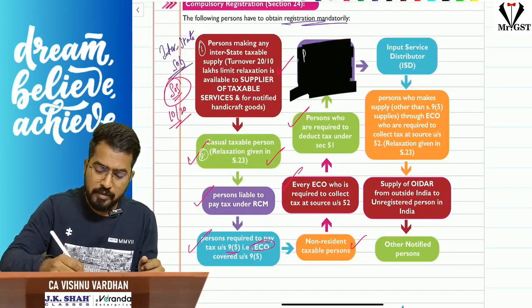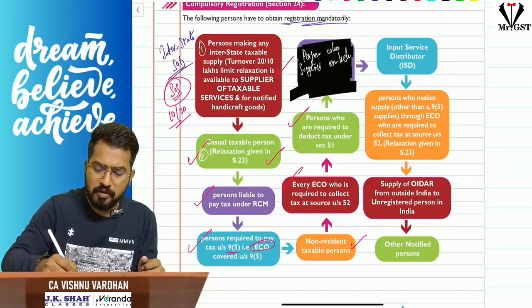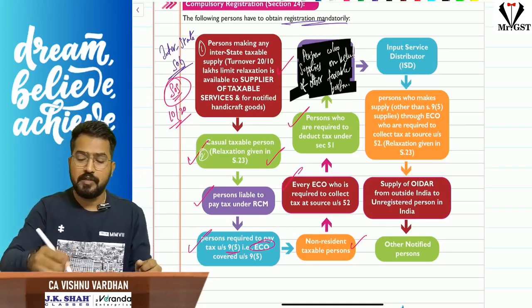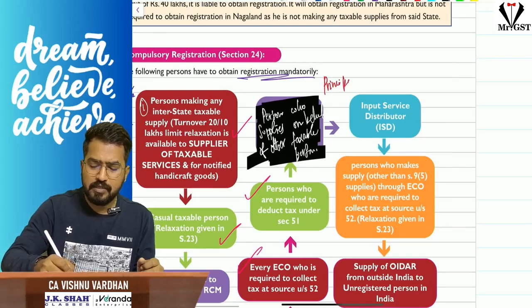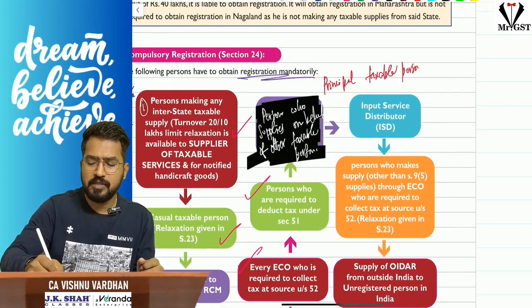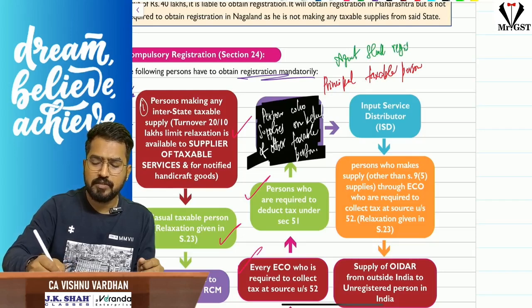So here, any person making supplies on behalf of other taxable person. That means what, sir? If your principal is a taxable person, the agent should definitely register. Agent shall register. Are you understanding the point?